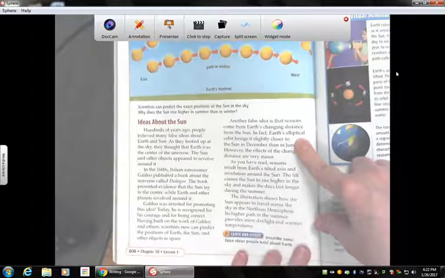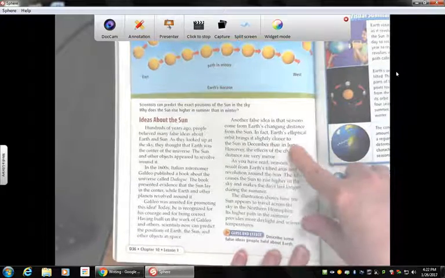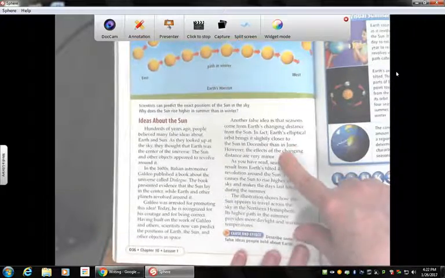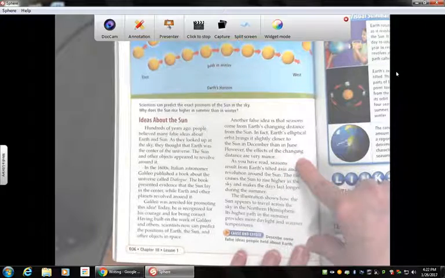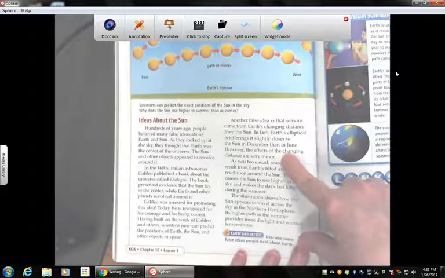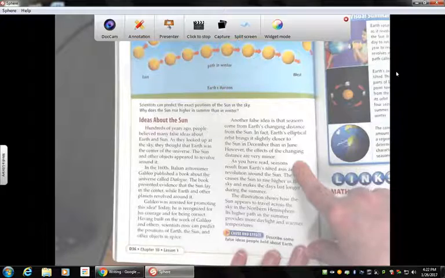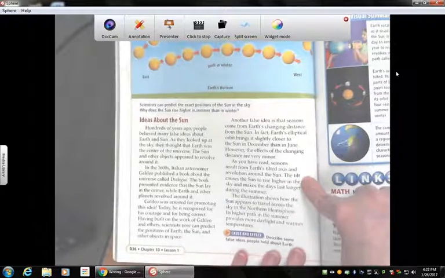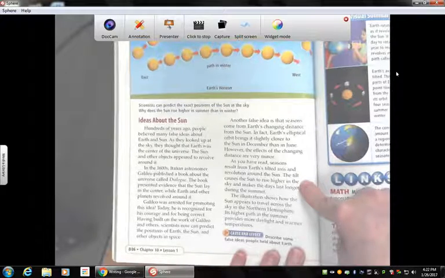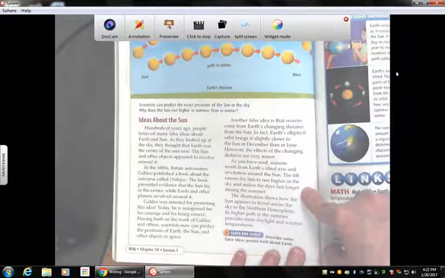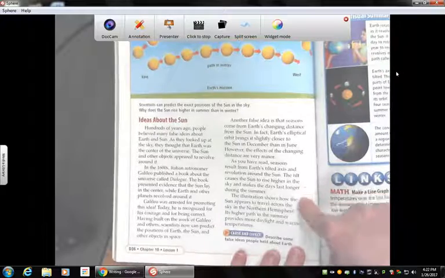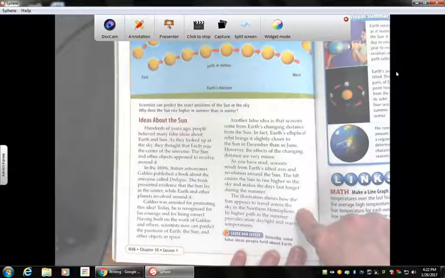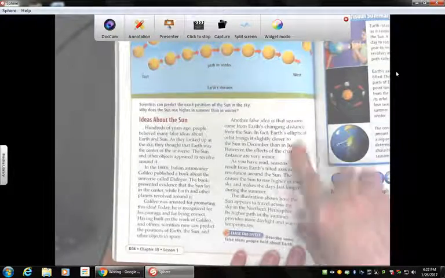In fact, Earth's elliptical orbit brings it slightly closer to the sun in December than in June. However, the effects of the changing distance are very minor. As you have read, seasons are the result of Earth's tilted axis and revolution around the sun. The tilt causes the sun to rise higher in the sky and make the days last longer during the summer. The illustration shows how the sun appears to travel across the sky in the northern hemisphere. Its higher path in the summer provides more daylight and warmer temperatures.